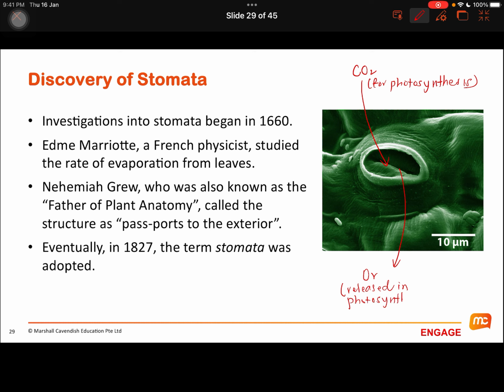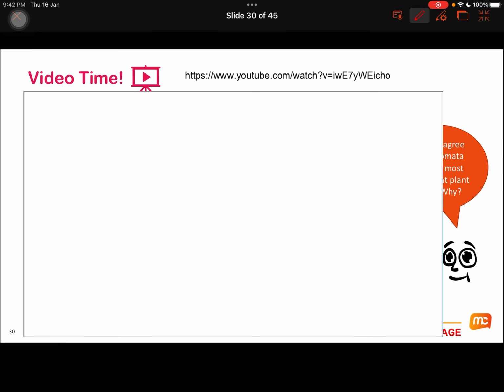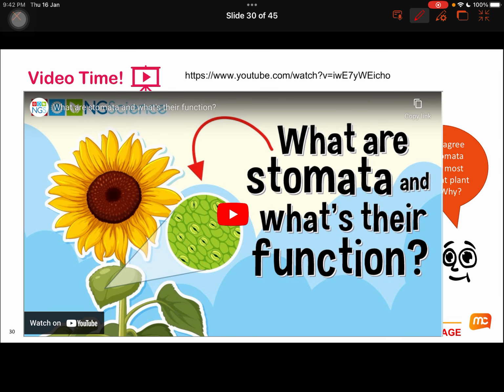But apart from these two gases that enter and leave the stomata, there is actually one more substance that leaves the stomata, and that is water vapor. Water vapor is a form of gas, so it diffuses out of the stomata into the surrounding. We'll talk more about these in the last part of the chapter on respiration. So do take note of the substances that enter and leave the stomata. Let's pause and take a look at this video. In this video, I would like you to pay attention to how the guard cells regulate the stomata, the size of the stomata in particular.